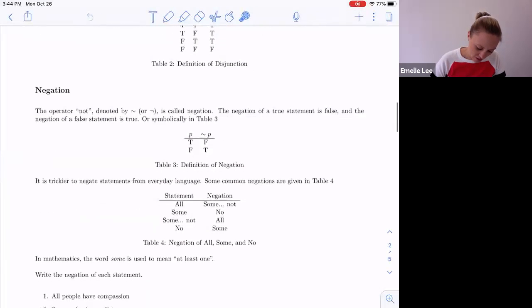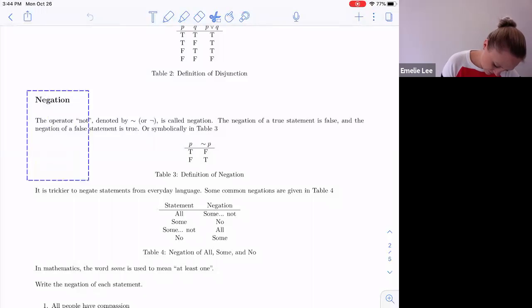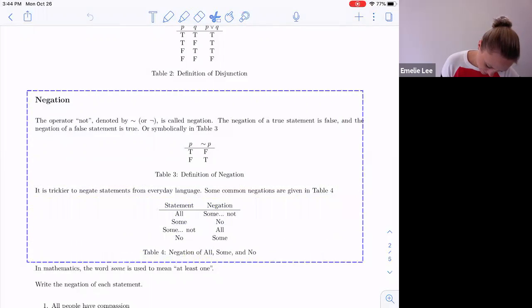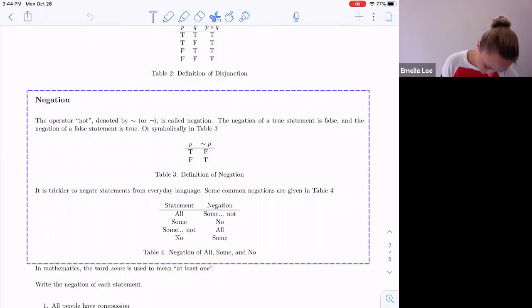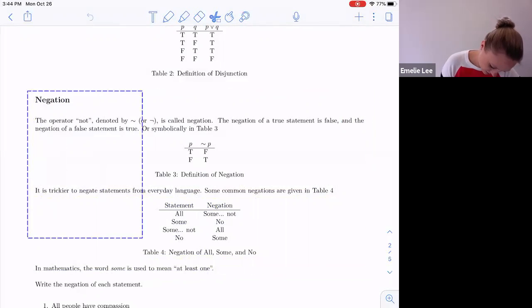So let's talk about negations and kind of how tricky they can be. Yeah, let's do all of this.